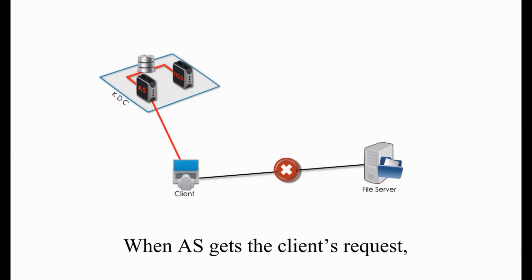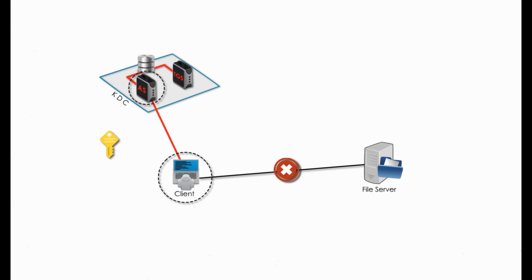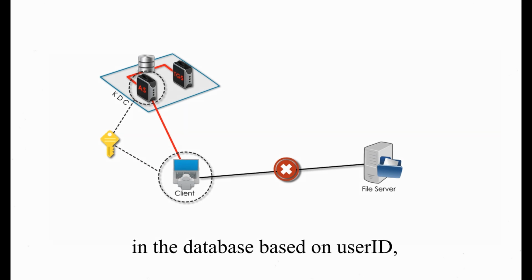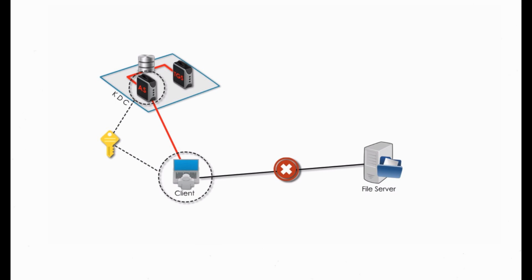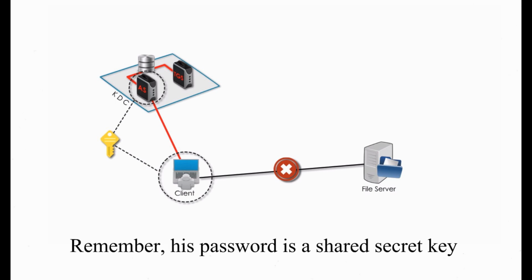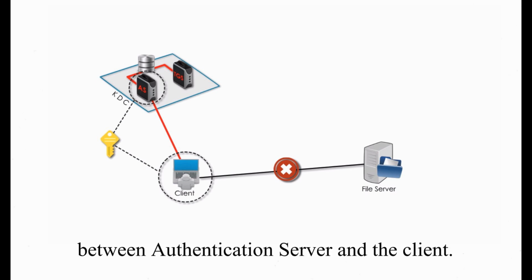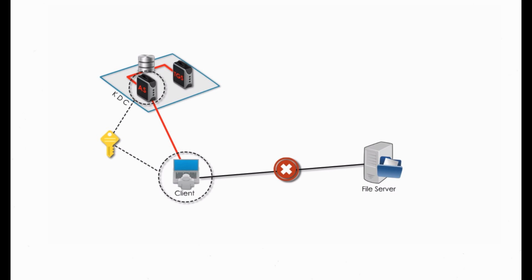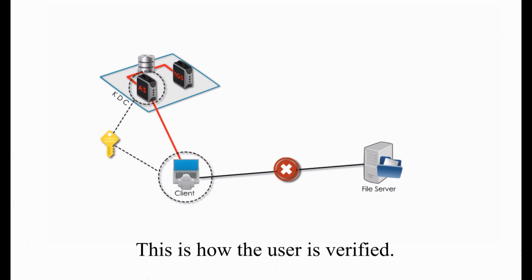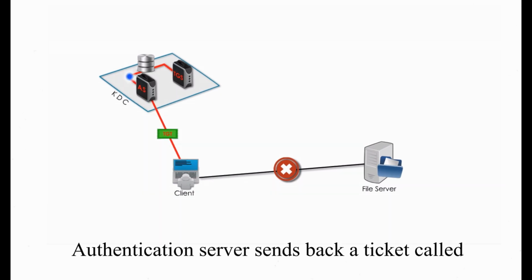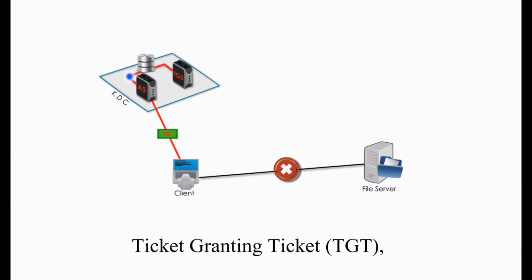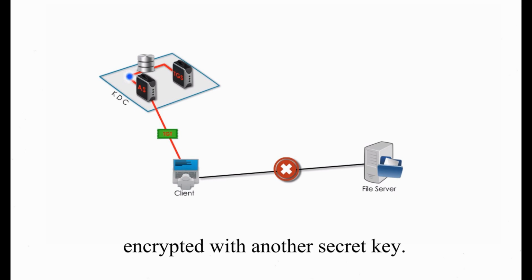When AS gets the client request, it will retrieve his password in the database based on user ID and use his password as a key to decrypt his request. Remember, his password is a shared secret key between Authentication Server and the client. This is how the user is verified. After verifying the client, Authentication Server sends back a ticket called Ticket Granting Ticket, or TGT, encrypted with another secret key.